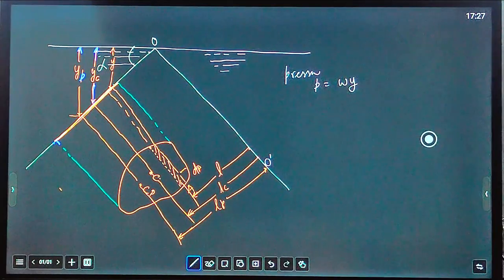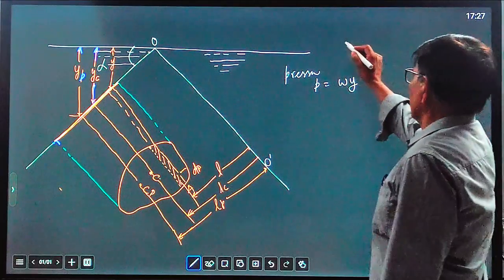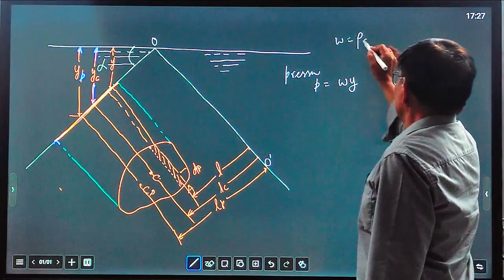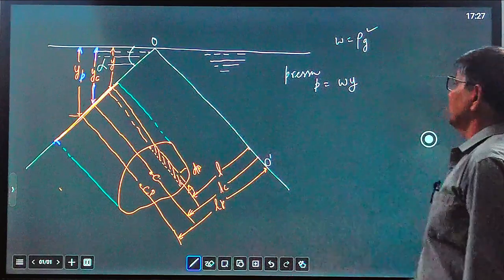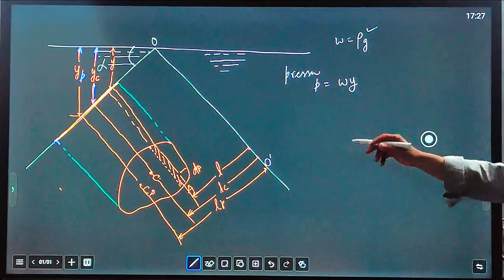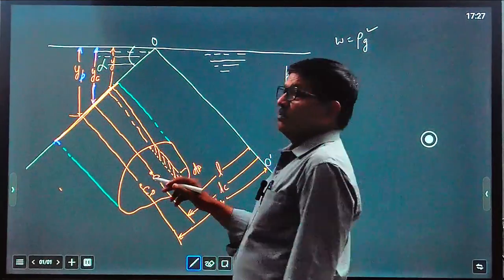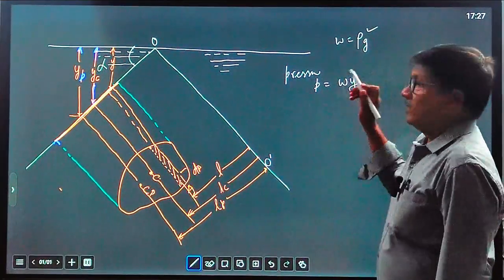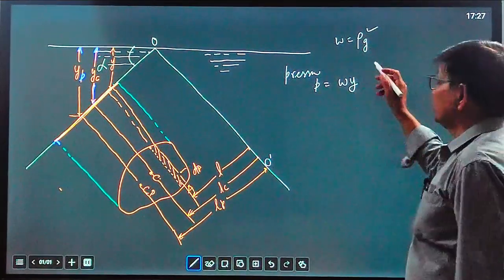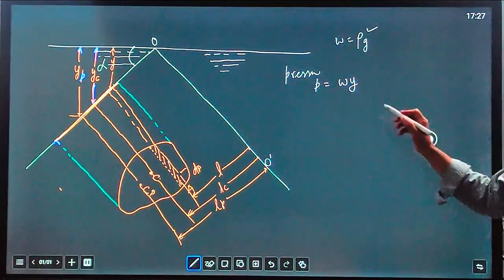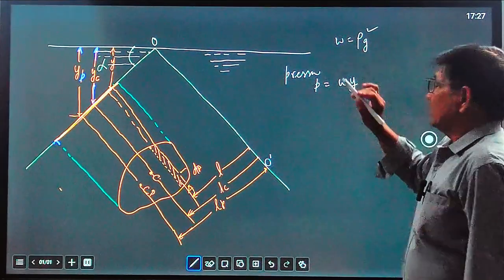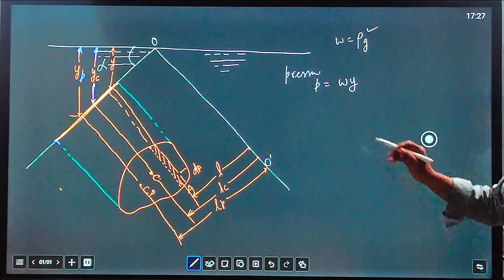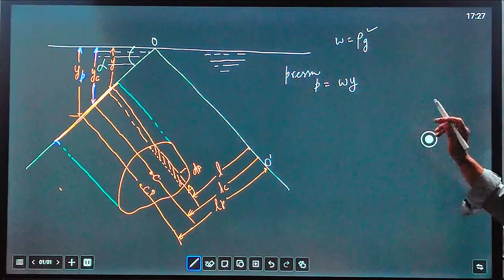By simple equation, P equals rho g h, and omega equals rho g, where rho is the density of water. Suppose this surface is submerged in water, or you can say the density of liquid, and g is the gravitational acceleration. So P equals omega y. Instead of using two symbols, we use only one symbol for simplicity. So P equals omega y.